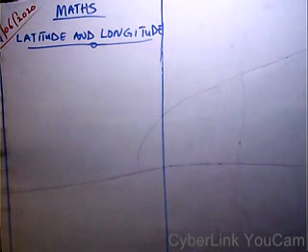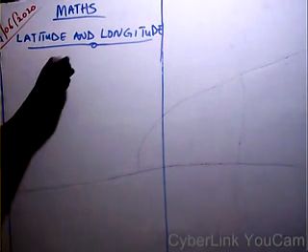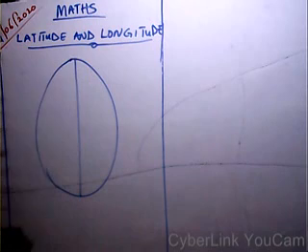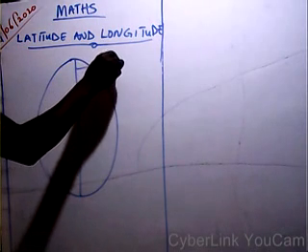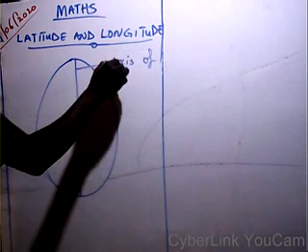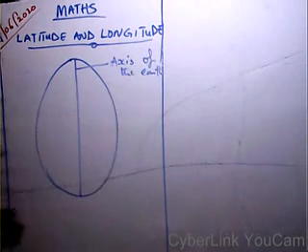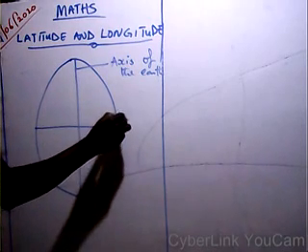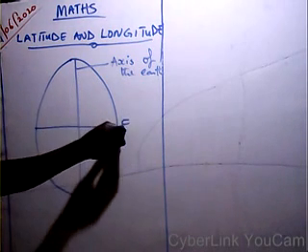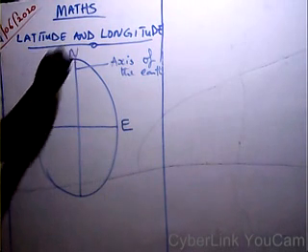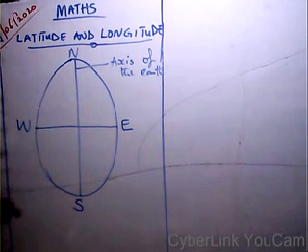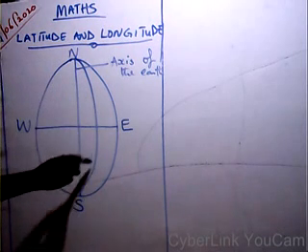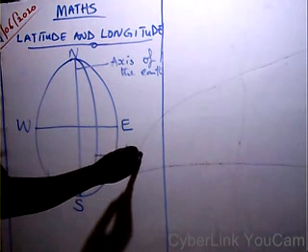So what did I mean by that? What I mean is this: if you have a sphere like this, such that you have an axis, this one is called the axis of the earth, or axis of the sphere. Then, of course, this is the east, this is the west, this is the north, and this is the south. So an imaginary line that runs from the north to the south is called the longitude. That's what I mean, longitude.